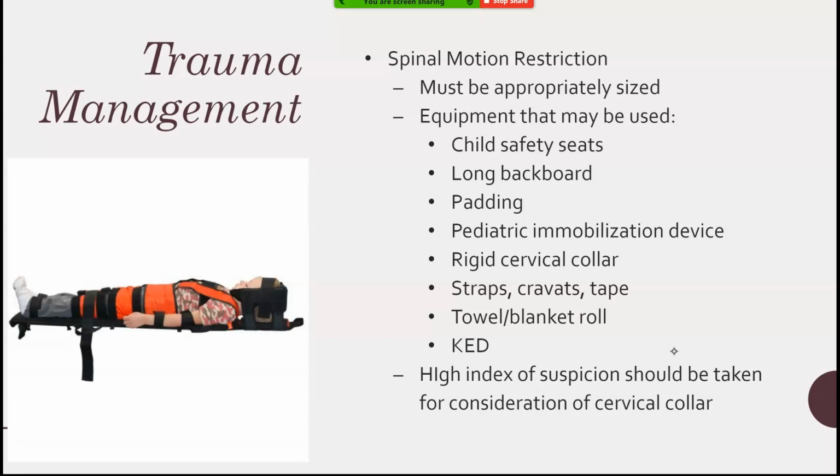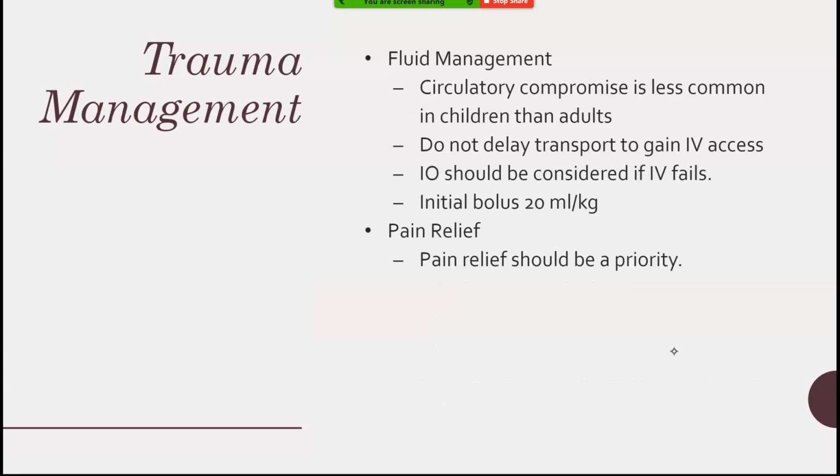because kids move. Kids can get very frantic during a traumatic incident. This helps keep them secure, and it's not a bad thing to put a cervical collar on a kid if you have a high index of suspicion. Depending on the age of the child is going to be whether or not you're doing an IV or an IO.